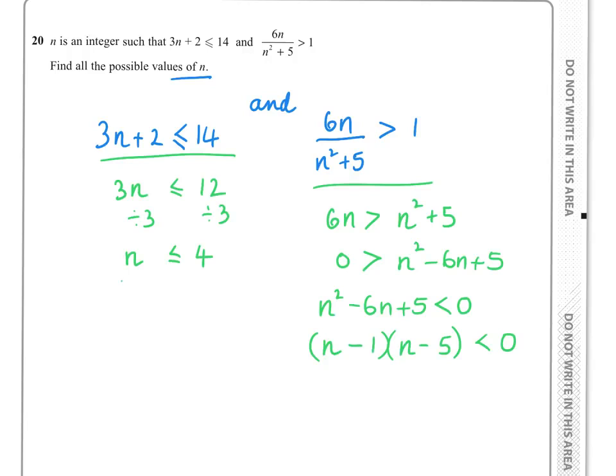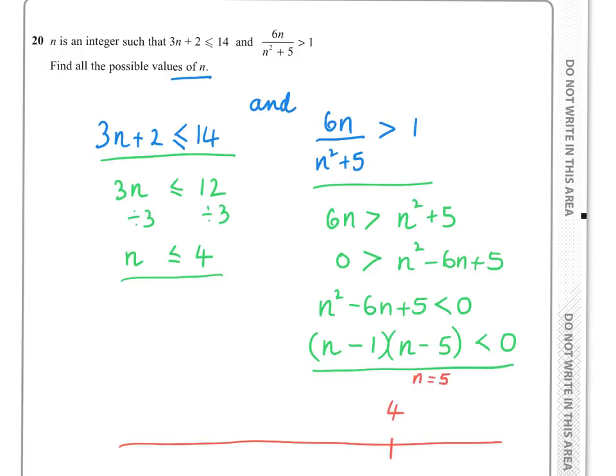And what we now have is a situation where if we look on a number line, and I'll draw one here, if we mark on the points 4, 5, because that would be solving the bracket equal to 0, so 5 would be an important value here. If we solve the other bracket equal to 0, we'd have n is 1. So let's try and keep this to scale. So if we look at this situation here, we have a quadratic which is going to be less than 0.